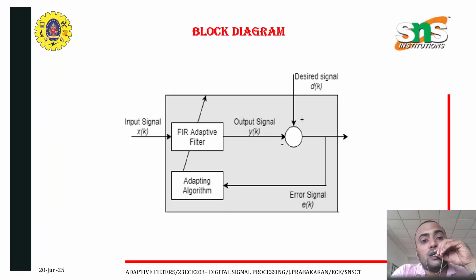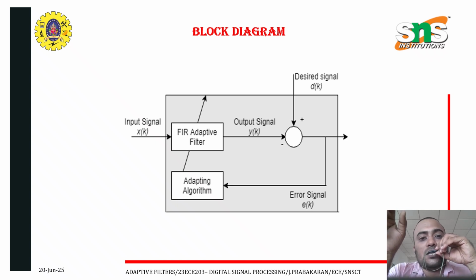See the block diagram of adaptive filter. The given block diagram represents the structure of an adaptive filter system, which is commonly used for applications like noise cancellation and system identification. This adaptive filter consists of two distinct parts, which are the digital filter to perform desired filtering and an adaptive algorithm to adjust the coefficients of the filter.